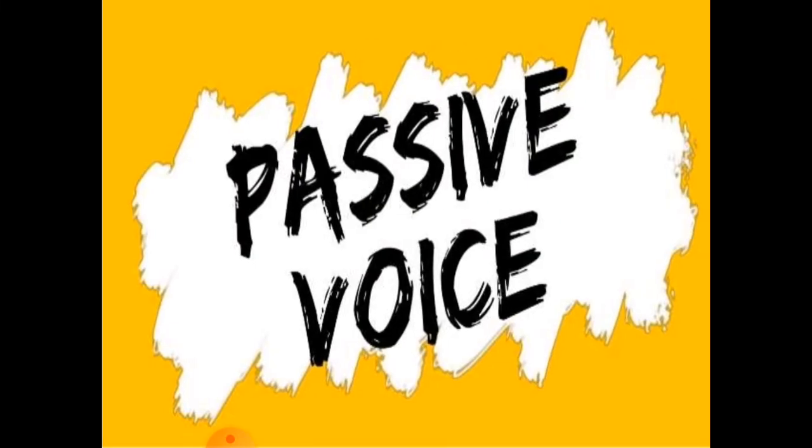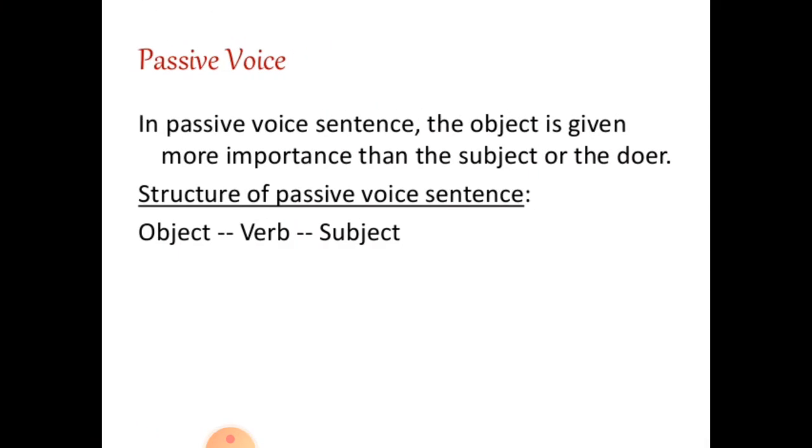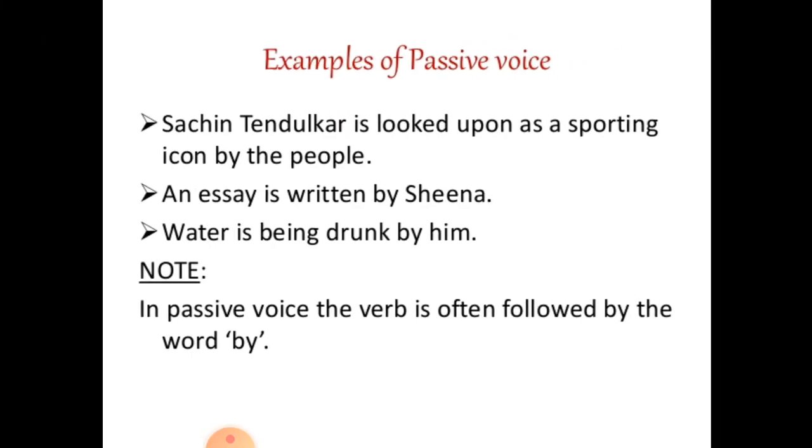Passive voice. In a passive voice sentence, the object is given more importance than the subject or the verb. See, a passive voice sentence is framed in this manner: first comes the object, then the verb, and then the subject.